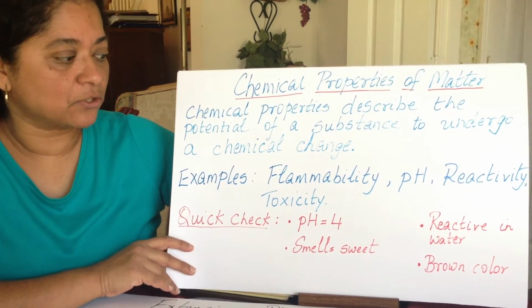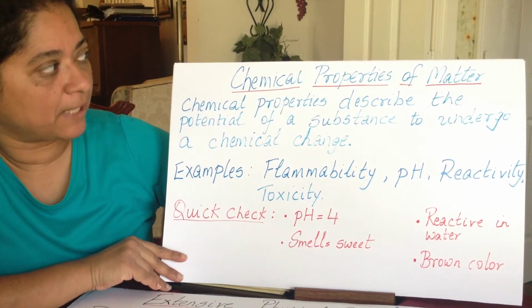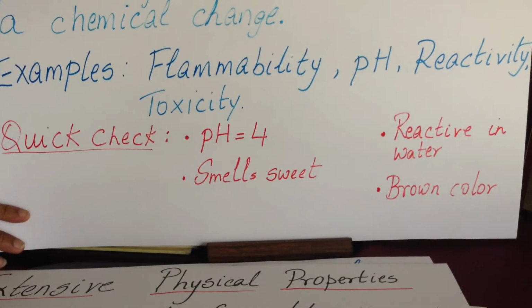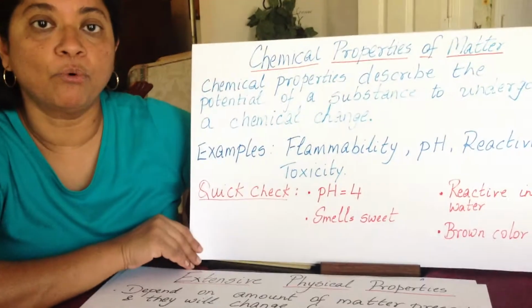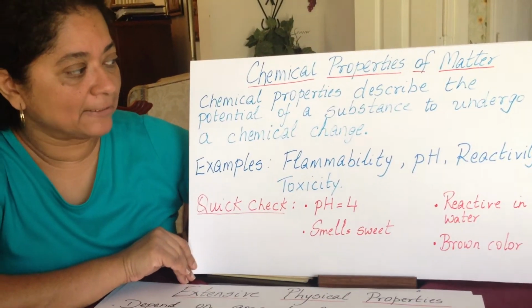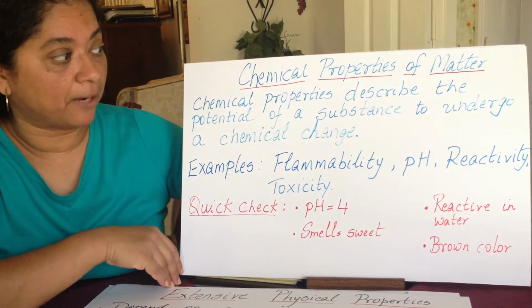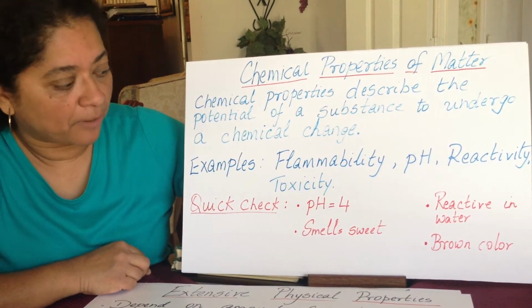Okay, here's a quick check. You will tell me whether we're looking at a chemical or a physical property. pH is equal to 4. Would you call that a chemical or a physical property? It would be a chemical property. pH equal to 4 is a chemical property.